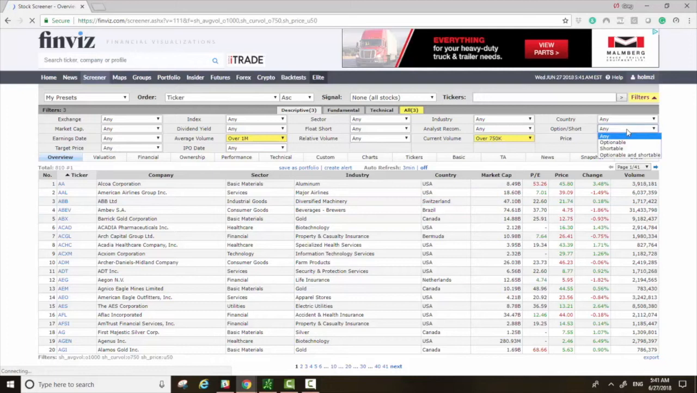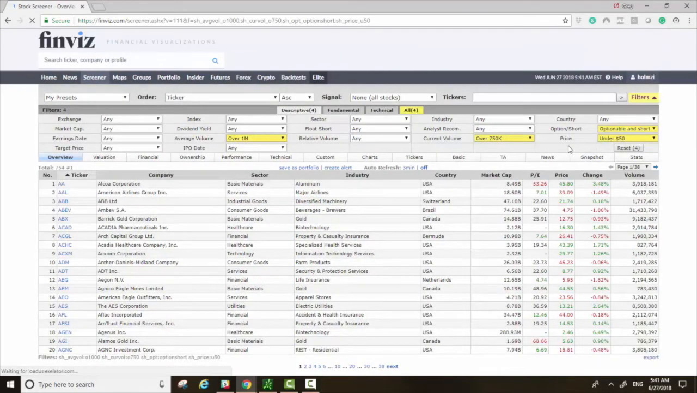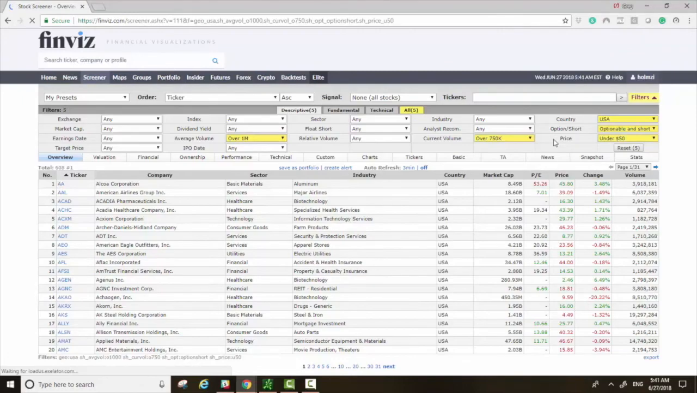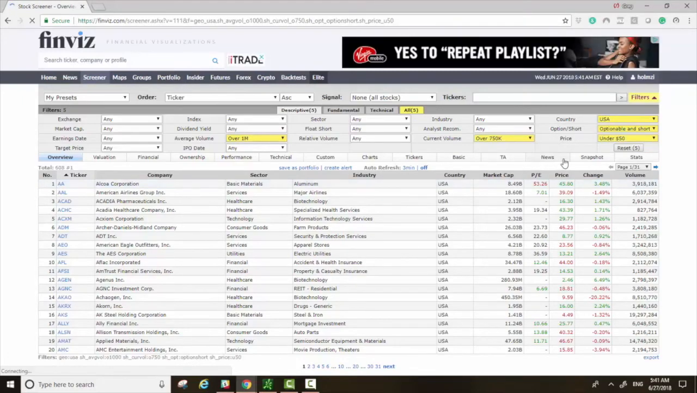Okay. Optionable and shortable, I always put this on. If you are trading something without options, chances are it's illiquid to begin with. So just kind of a little heads up there. Country, I always default to the USA. There's lots of stocks in the US that we can use, and that's just where I fall with that one.